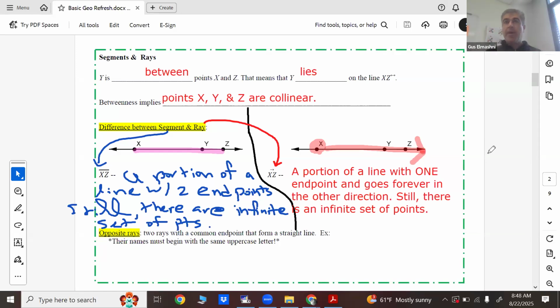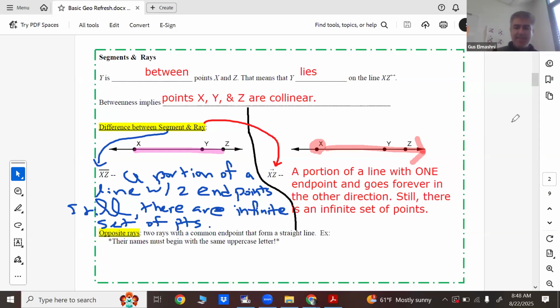Okay, so we want to make sure we're clear on that. What is a segment? What is a ray? A line goes forever. A segment is a portion with two endpoints. A ray is also a portion with one endpoint. So line, segments, rays. Make sense? We're good? All right.